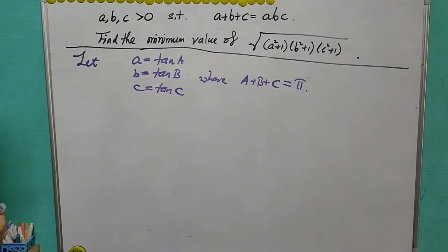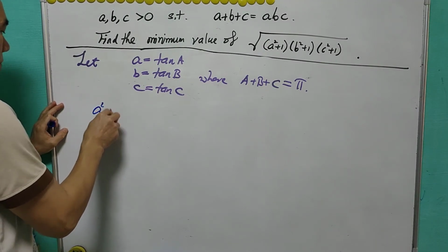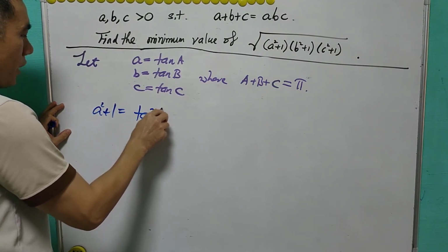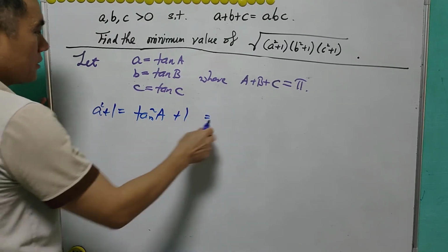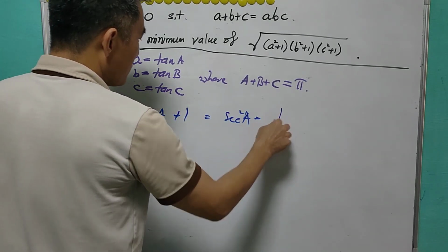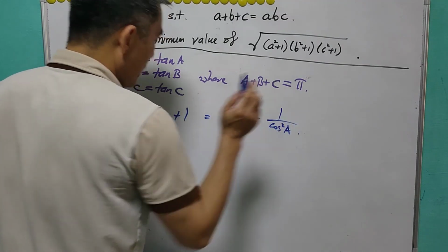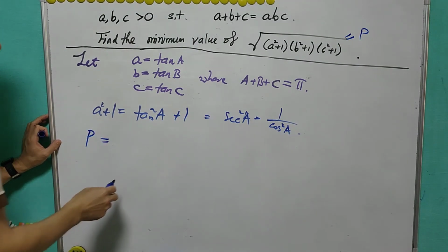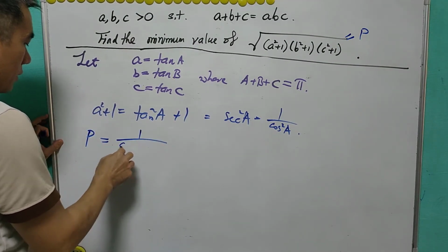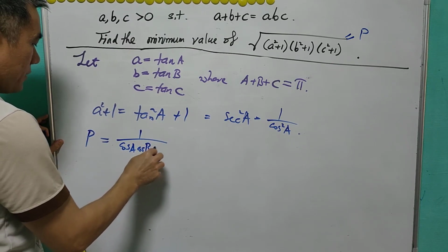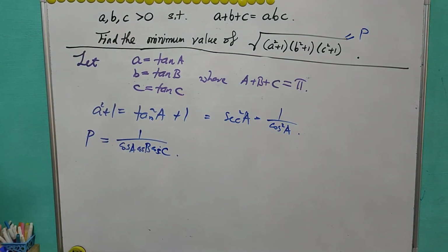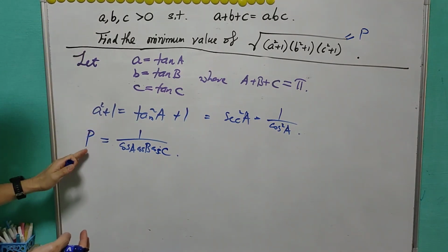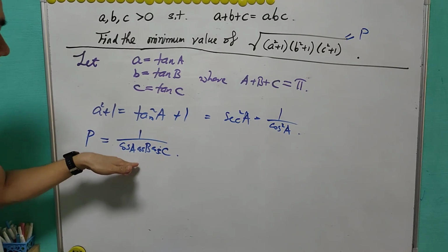So when we have this nice substitution, then this is not difficult, because a squared plus 1 will equal tangent squared plus 1. And this will be equal to secant squared, that is equal to 1 over cosine squared A. And therefore, let's call this P. So P will equal 1 over cosine A, cosine B, cosine C, where A plus B plus C equals pi. And now we change this question to the minimum value of 1 over cosine A cosine B cosine C.